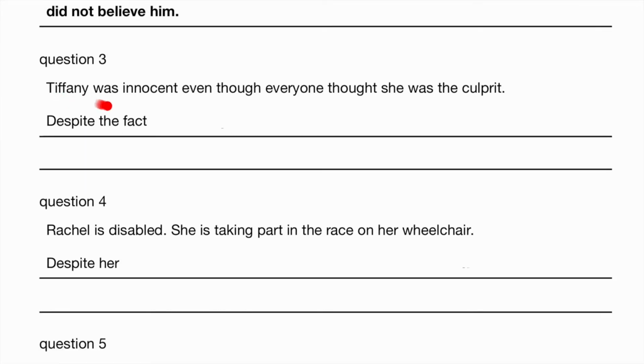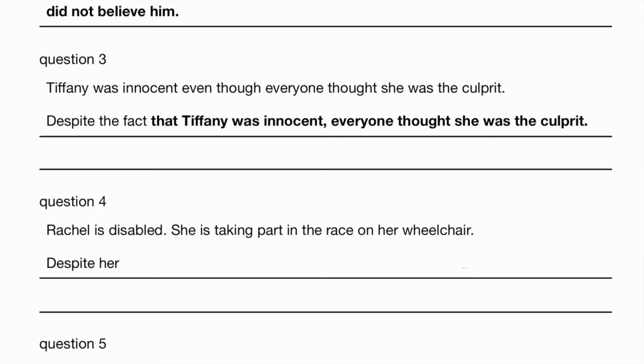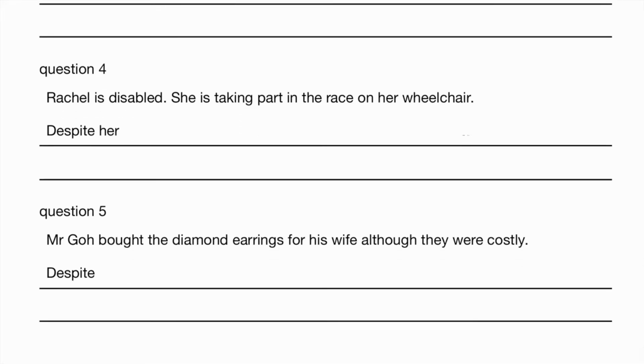Okay, question 3. Tiffany was innocent even though everyone thought she was the culprit. So despite the fact that Tiffany was innocent, comma, everyone thought she was the culprit. Rachel is disabled. She is taking part in the race on her wheelchair. Unexpected situation again. Therefore, we are using despite.